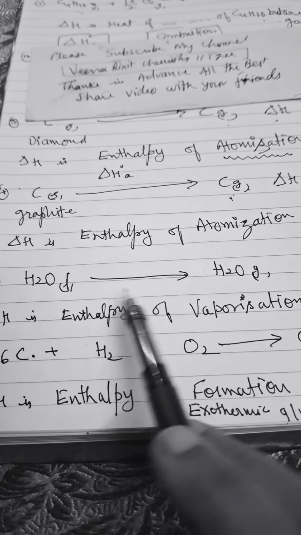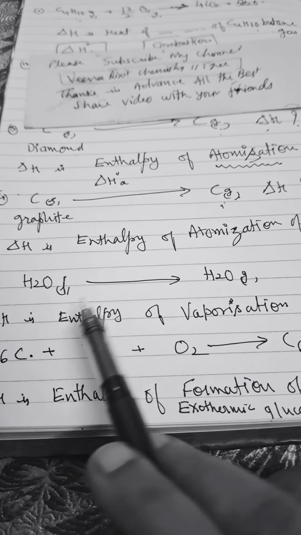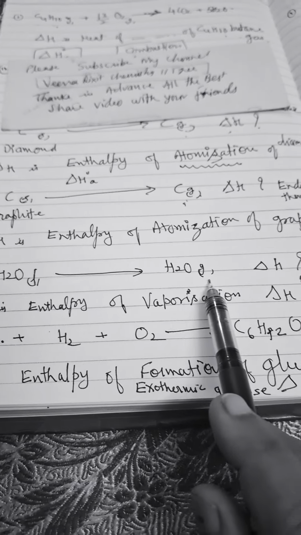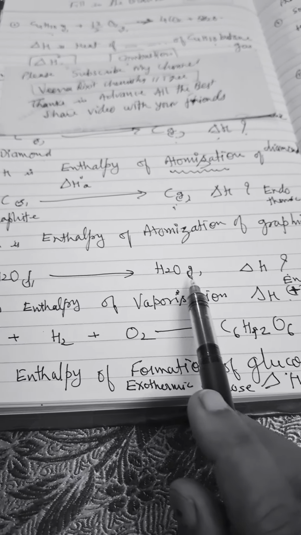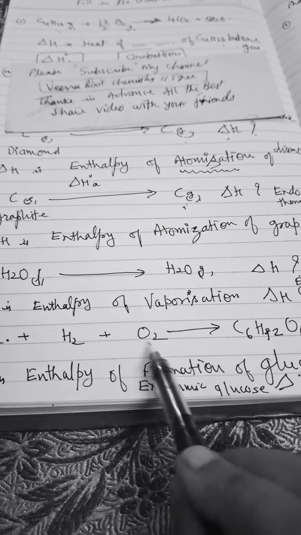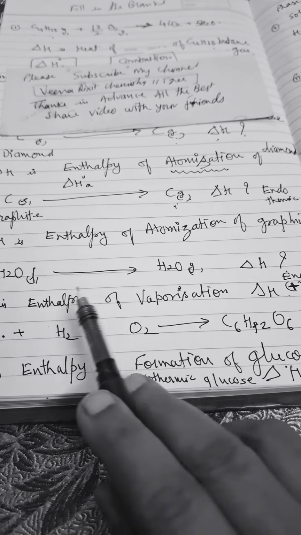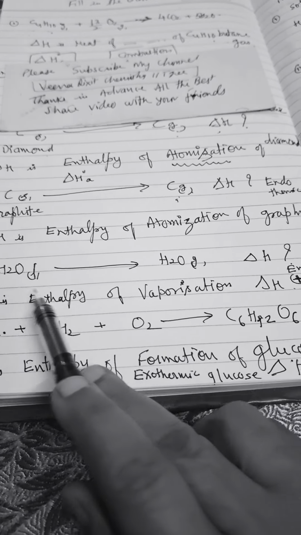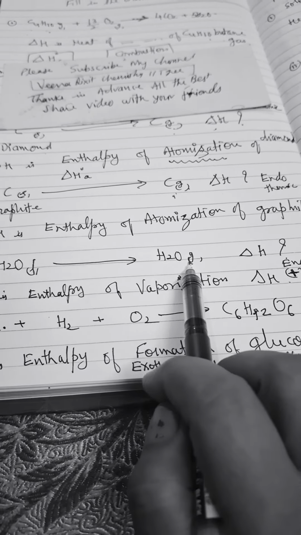Now liquid water is converted into water gas. So here liquid vaporizes to the gaseous state. So for this, when we are heating water, it is converted into gas. Or during sunlight, water evaporates. So we will call it enthalpy of vaporization, when liquid water is converted into water gas.